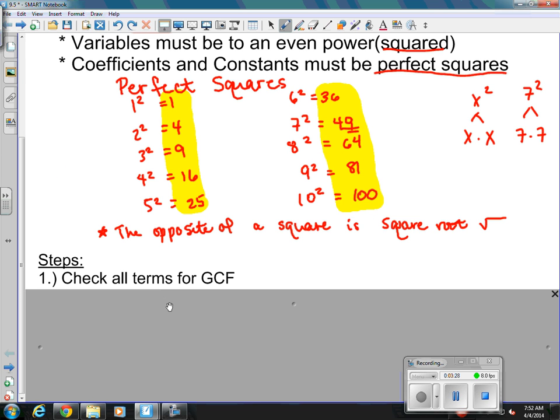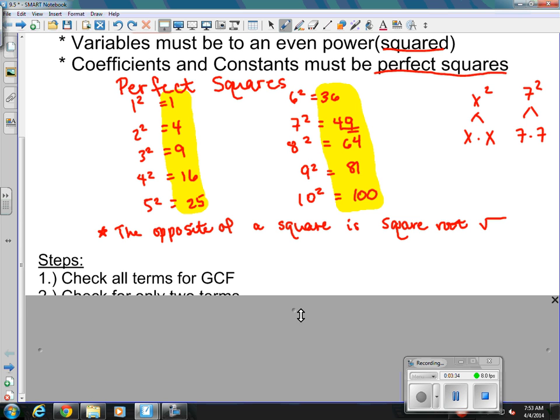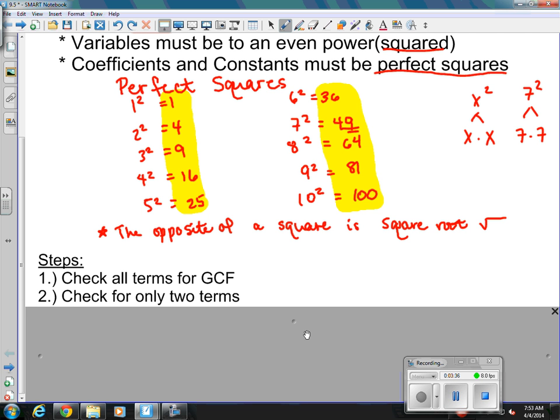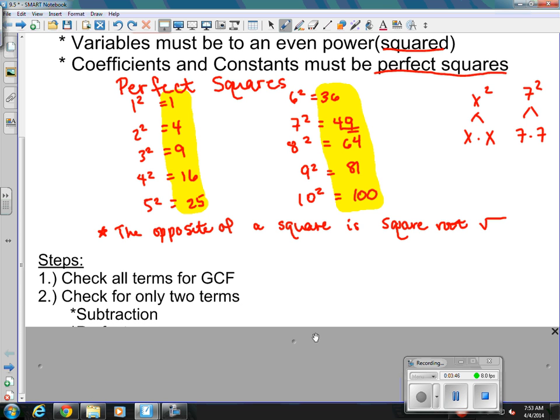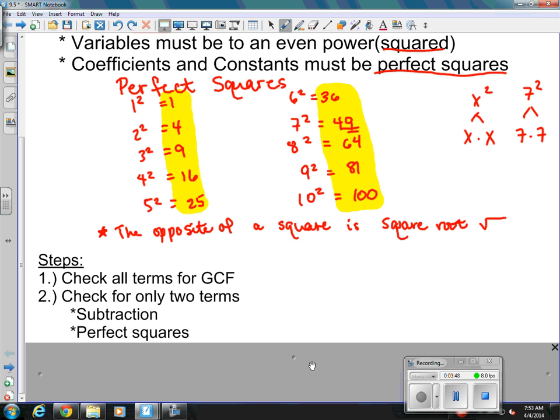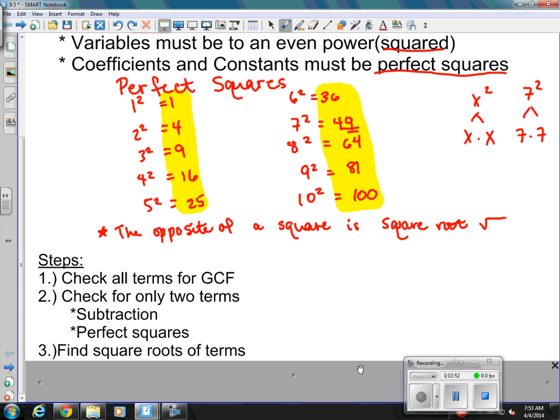Alright, our steps. Step 1 is always to check all terms for GCF. That's always the very first thing we do. Then step 2, we're going to check and make sure our polynomial only has two terms, because DOS is only for two terms. Make sure it's subtraction, and make sure our terms are all perfect squares. Find square roots of all the terms.